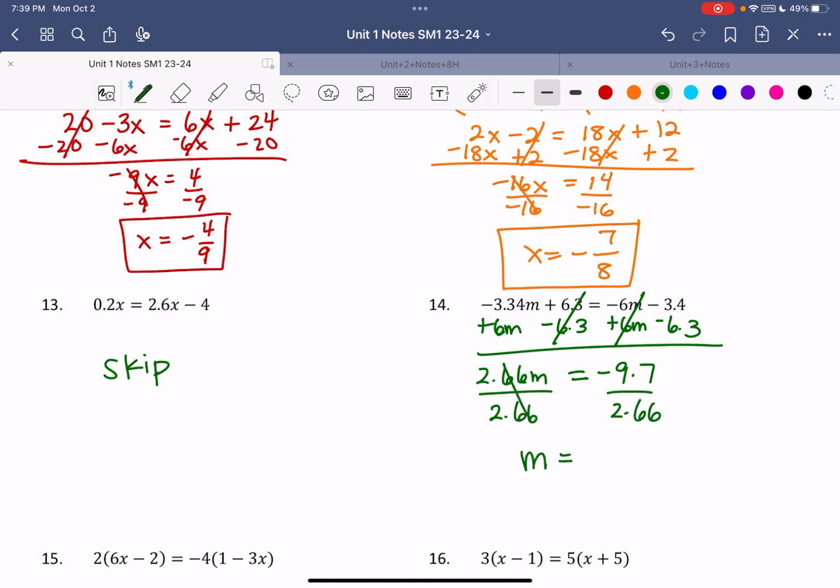So m is, and this is one of those ones where you get a really long decimal, so we're going to round it. So 9.7 over 2.66, you get 3.646616541. Sorry. So let's just round that to 3.65.